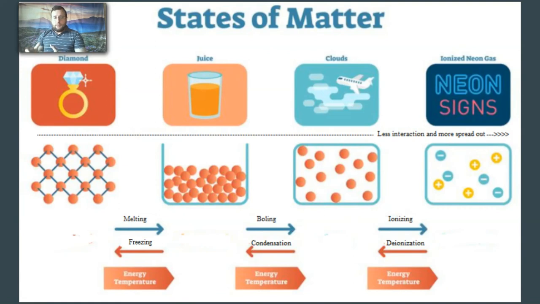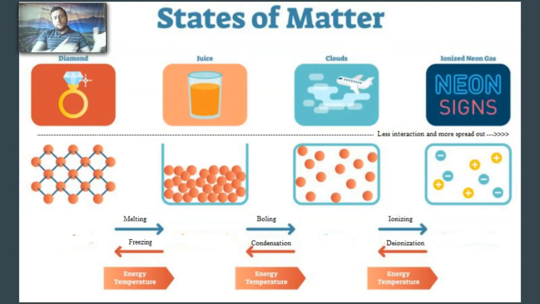Then there's ionizing, when a gas becomes so full of energy that the electrons kind of rip off from the atoms and move chaotically around in a cloud of gas. That's called ionizing. Going backwards, deionization brings it back to gas. Condensation, going from gas to liquid, happens in clouds, and happens when there's dew in the morning. And you have, of course, freezing, when the solid comes from the liquid.